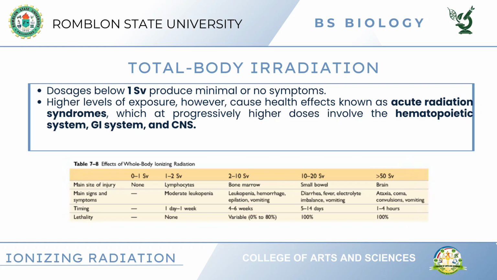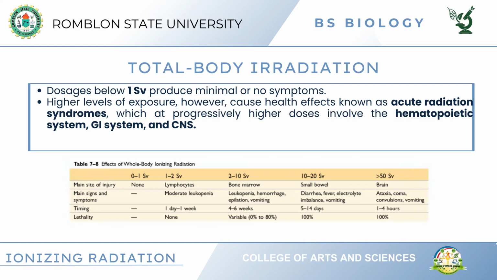So for total body irradiation, so this explains the concept ng total body irradiation at saka yung effects niya sa body when our body is exposed to various doses of radiation. So, TBI or the total body irradiation, it refers sa exposure ng ating body sa radiation, rather than localized areas such as single organ. So, as a whole yung total body radiation. So, even when small doses ng radiation, if it is distributed over large areas ng body, ng ating katawan, it can still have serious consequences for health.